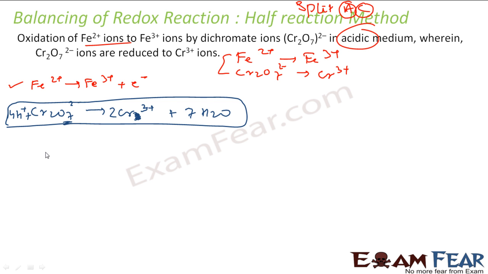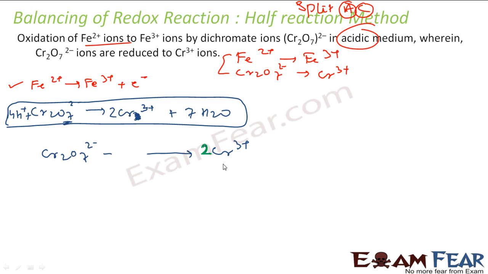I had Cr2O7 2-, right? This guy I had, and this was giving me Cr3+. This is the reaction I had. The split is done. I have to balance atoms. For atoms, I have to balance all the atoms apart from oxygen and hydrogen first. Chromium, if you see, there is 1 here and 2 there, so we'll just multiply with 2, right? So we get 2 chromiums.